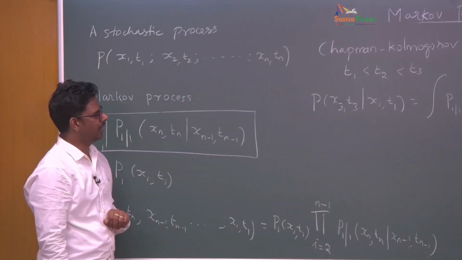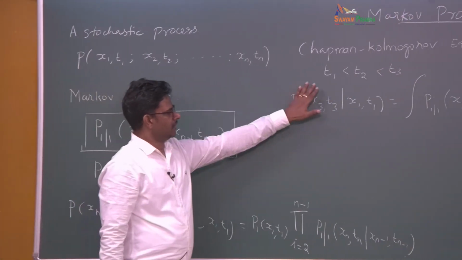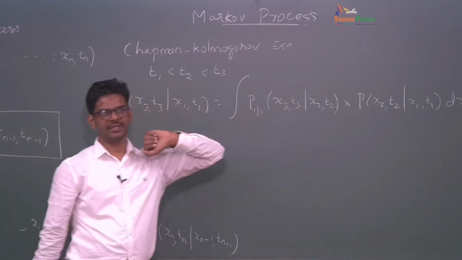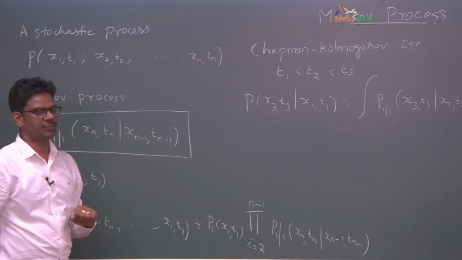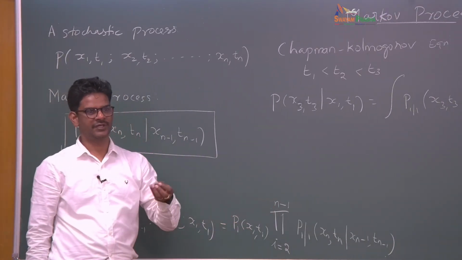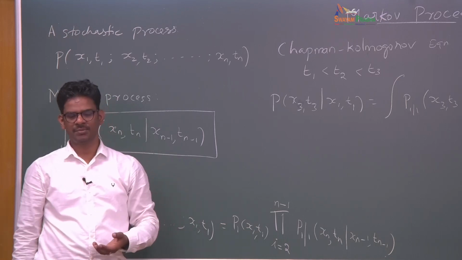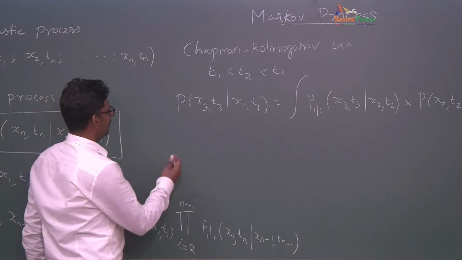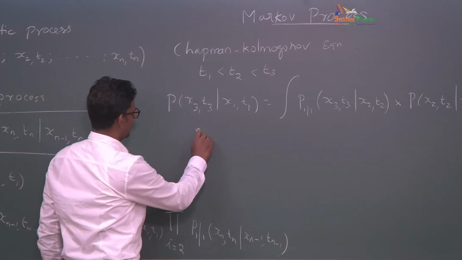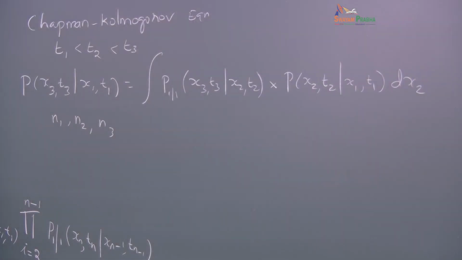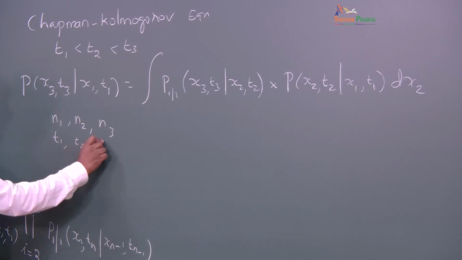Okay, and this is written if x1, x2, x3, the random variables here, are continuous variables. Suppose you think about a discrete variable like the number of molecules or number of electrons, which are discrete numbers, then this integral is replaced by a summation. Okay, for example, let's say we think about n1, n2 and n3. These are all discrete random variables at times t1, t2 and t3.